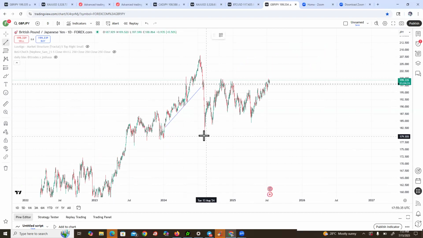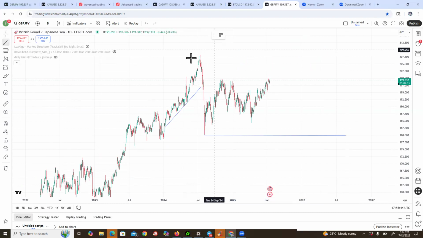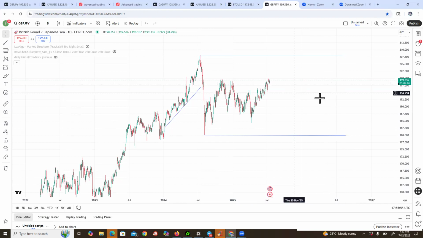This is the last low the market created here. This is the last low. And this is the last high. So what is the market going to do now? It has cleared all this liquidity here. Are you seeing it? It has cleared all this liquidity now, tapped on this point of interest. So what is it going to do now? It's going to head to clear this liquidity.